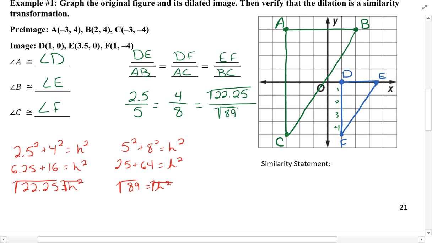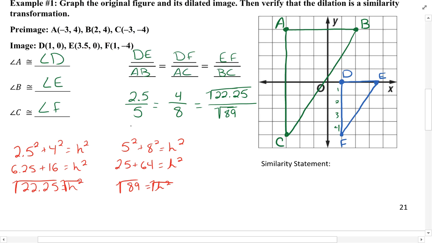Now here's where we just have to grab that calculator and do our last minute check. We want to verify, is 2.5 divided by 5 the same as 4 divided by 8, the same as the square root of 22.25 divided by the square root of 89? So if you type that into your calculator, and again, I'm not expecting any of this to be done mentally. It's awesome if you can do it that way, but it's not required.